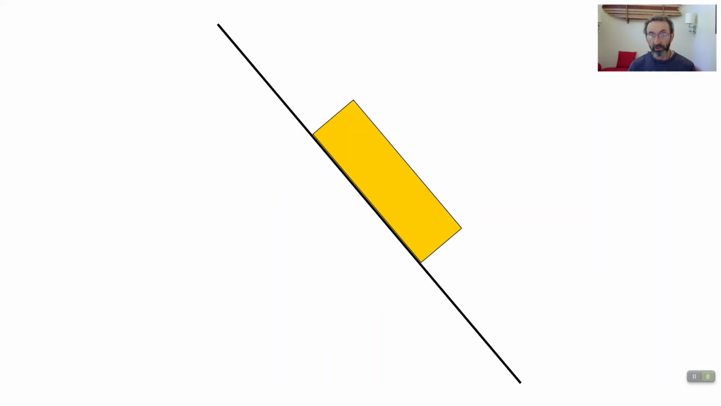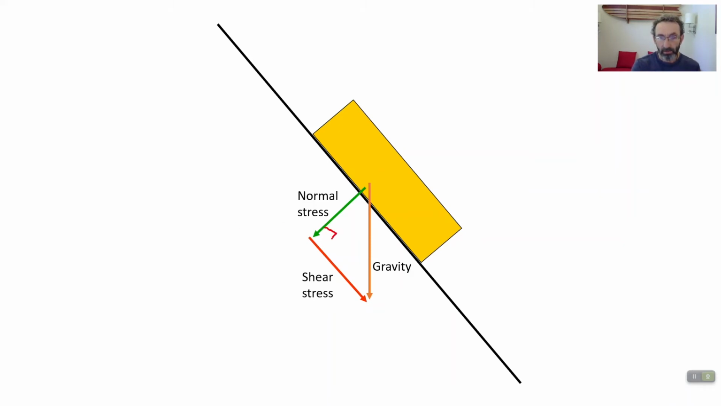Now let's look at another example on a significantly steeper slope. So first we draw our gravity arrow. The gravity arrow is always straight down. And then we have our normal stress arrow. The normal stress arrow is always perpendicular to that black line, to that plane, the inclined plane. And then here's our shear stress arrow. And the shear stress arrow is always perpendicular to the normal stress. So again, we have our right triangle like that.